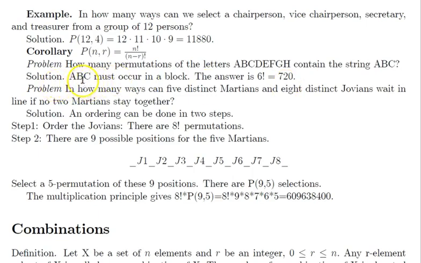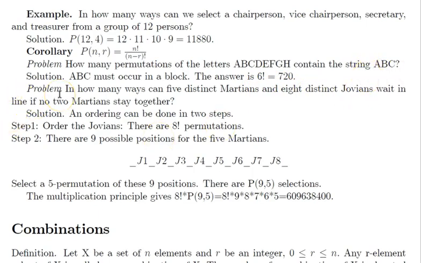Solution. ABC must occur in a block in this order, so we can select 6 tokens, write ABC on the first token, and then D on the next token, and so on, H on the 6th token, and then order these tokens in all possible ways, which is 6 factorial. This is the number of all such strings.